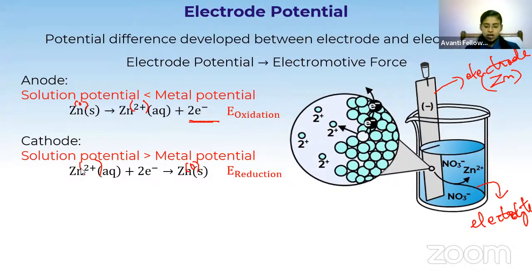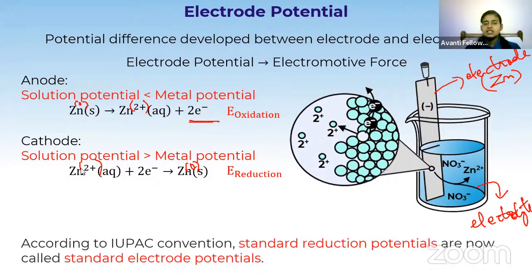So now according to IUPAC, the International Union of Pure and Applied Chemistry, according to their convention, standard reduction potentials are now called as standard electrode potential. The standard reduction potentials are called as standard electrode potential, which is very, very important.